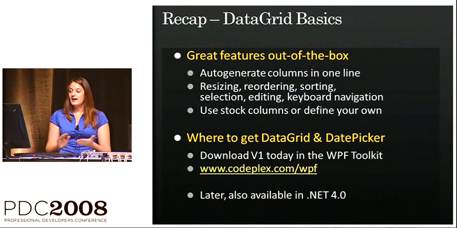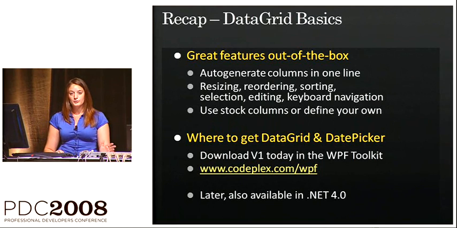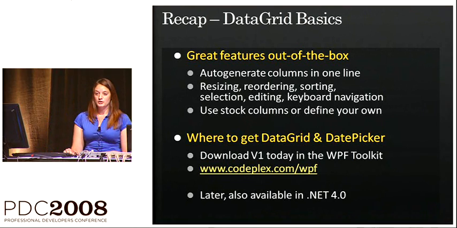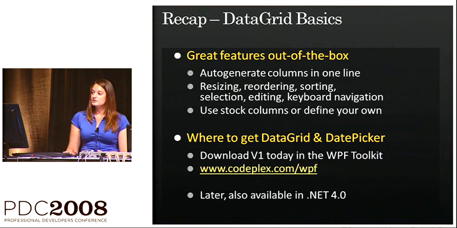Okay, so the data grid has a lot of great features right out of the box. Our auto-generate columns feature allows you to generate a fully functioning data grid in just one line of code, and this will include features like resizing, reordering, sorting, editing, etc. We have 4 different stock column types you could use, or you can define your own using the DataGrid template column. So you can download the DataGrid and the date picker controls today in the WPF toolkit. This is available at codeplex.com/WPF. And later, these controls will also be wrapped back into our framework in .NET 4.0.